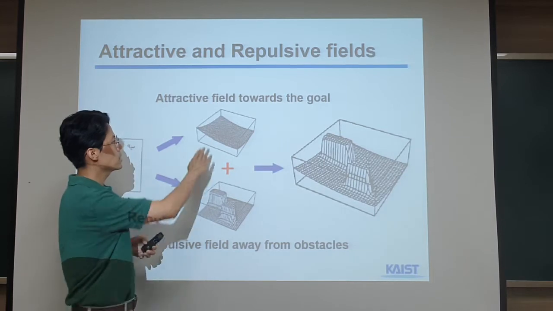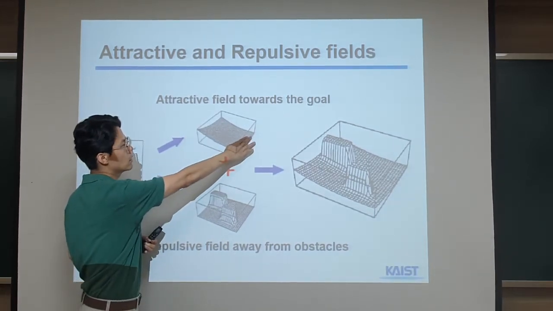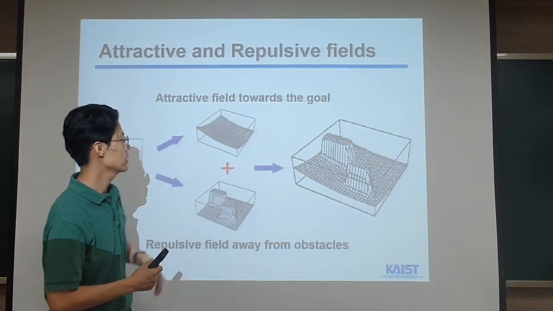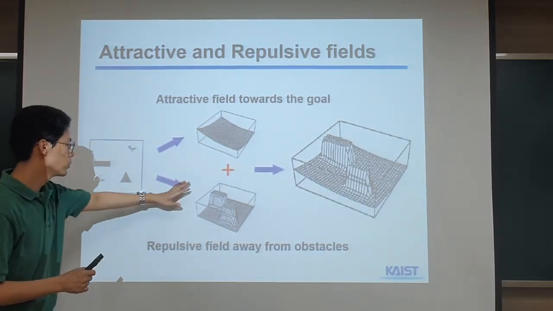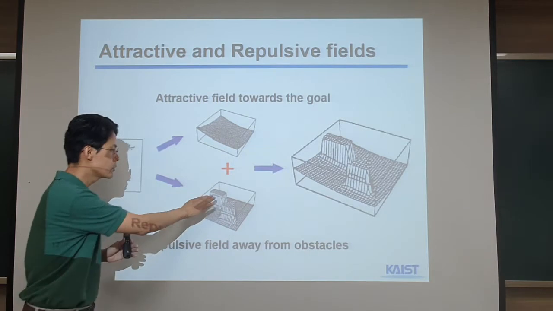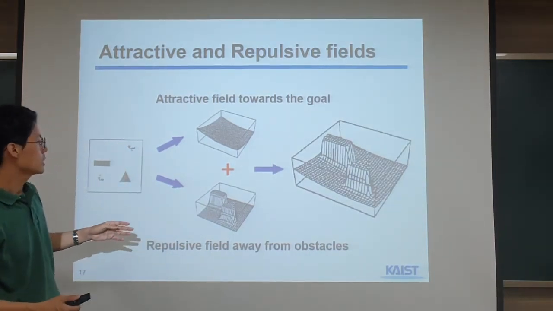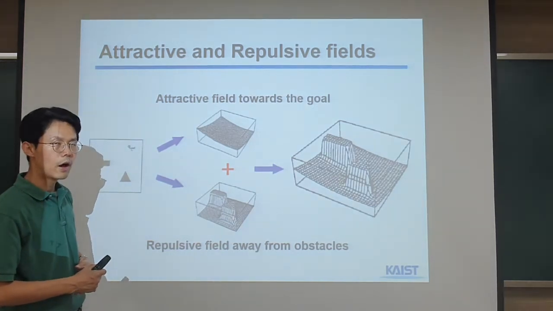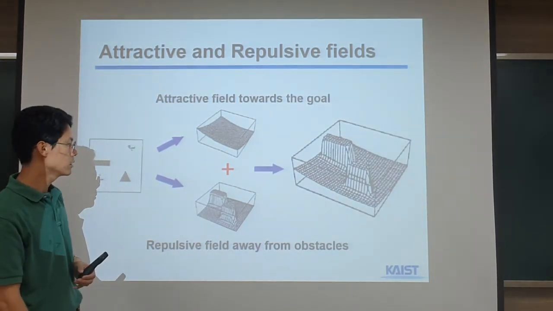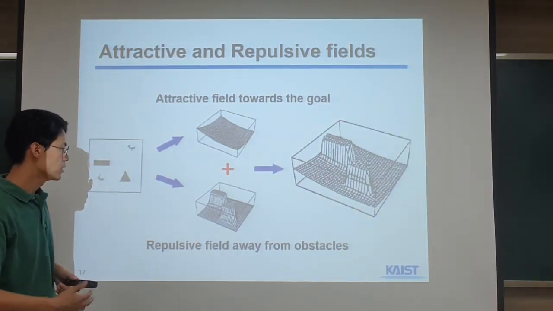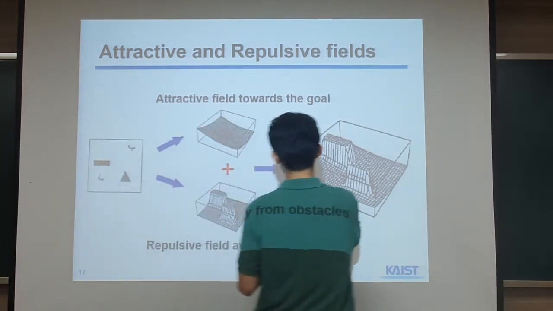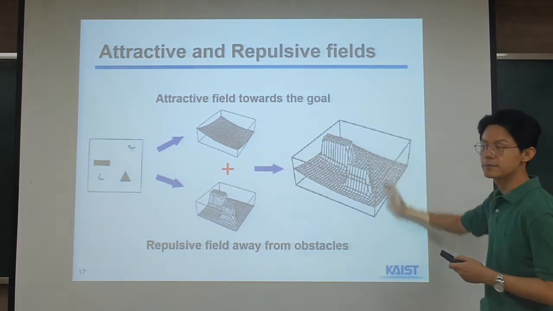Initially we have a high value here and a low value at the goal, and then we generate a smooth function like this. Then we have to repulse our robot away from the obstacle, right? So we typically generate a very high potential on the boundary or nearby the obstacle. So we get this kind of repulsive field, and if we sum them up, we can generate this kind of potential field.